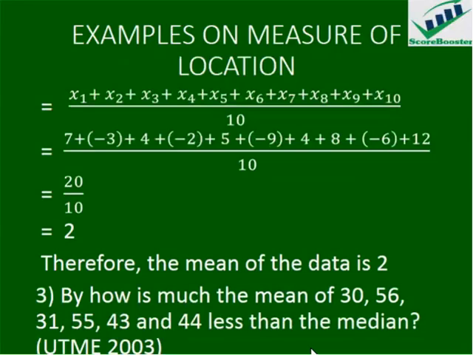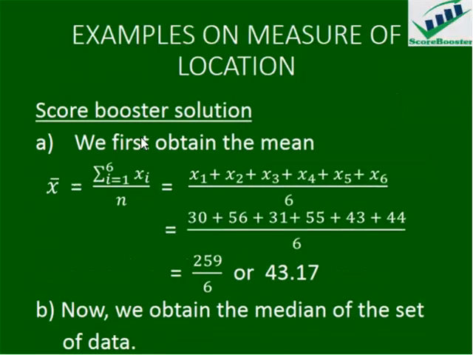That is the average. So now we move to the third question. The third question also says, by how much is the mean of these 6 numbers less than the median? So here we obtain the mean of these numbers, we obtain the median, then we subtract the mean from the median to know how large the median is than the mean. So now we move to the solution. This is also a UTME past question, UTME 2003. So we move to the solution.